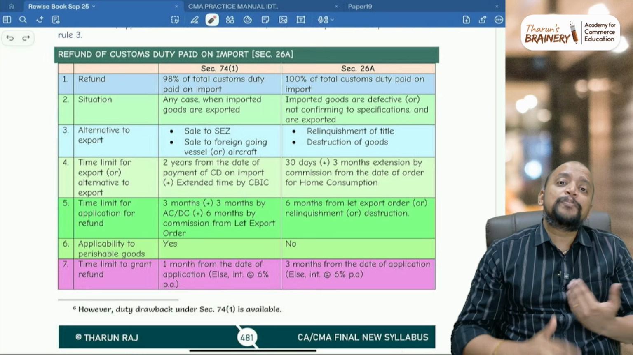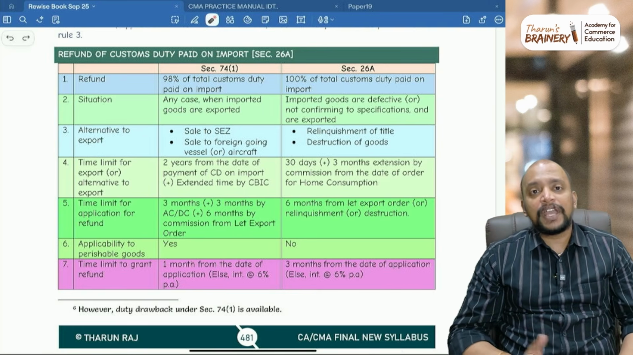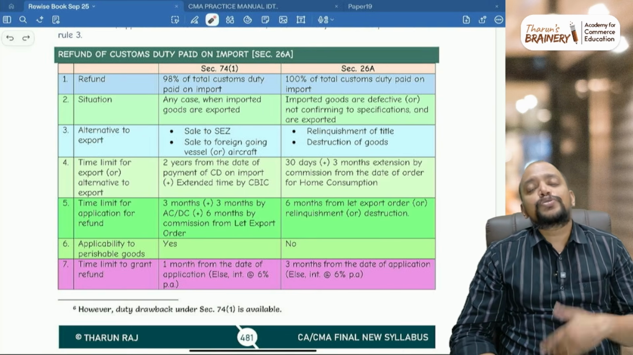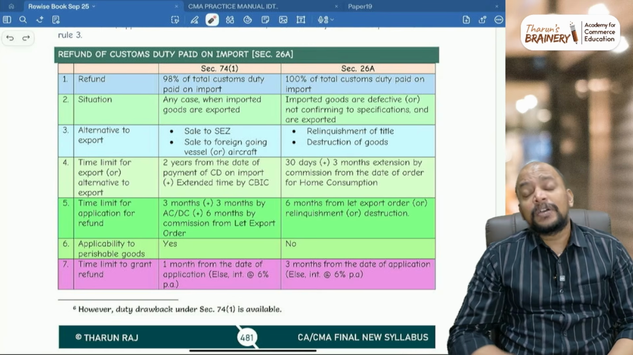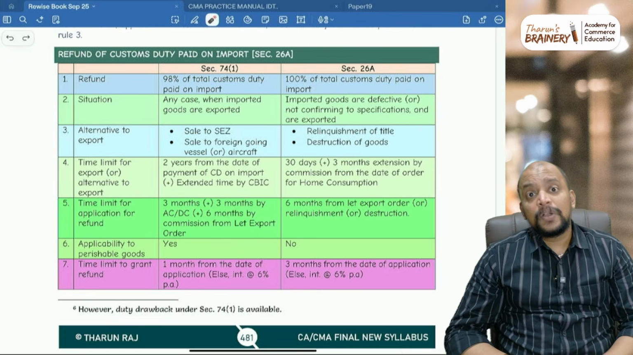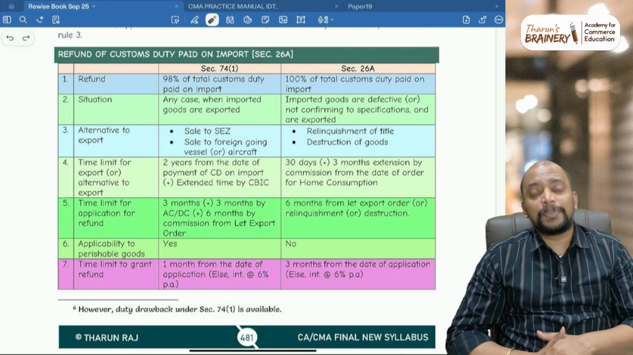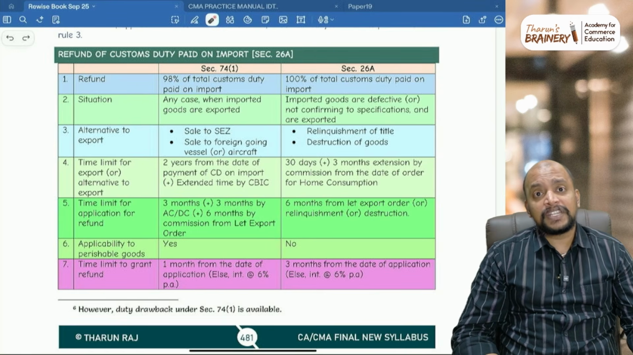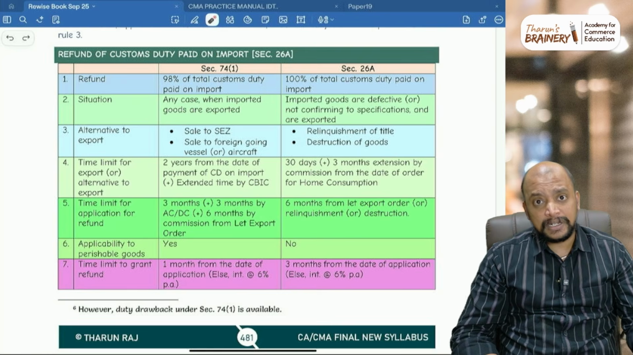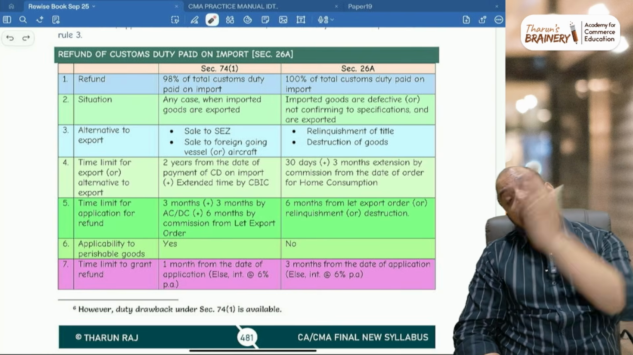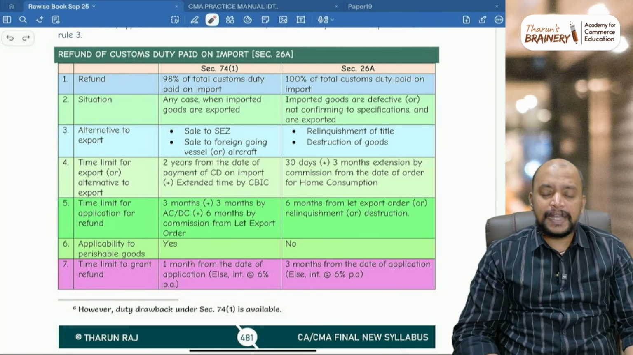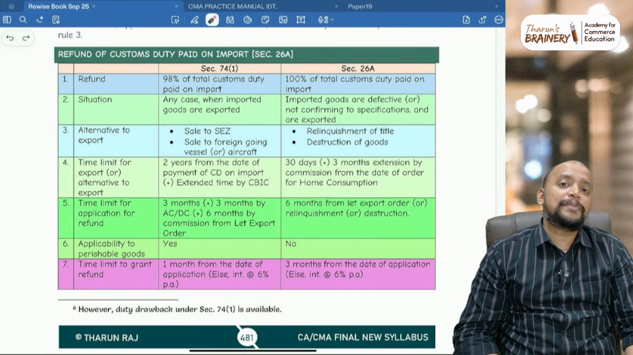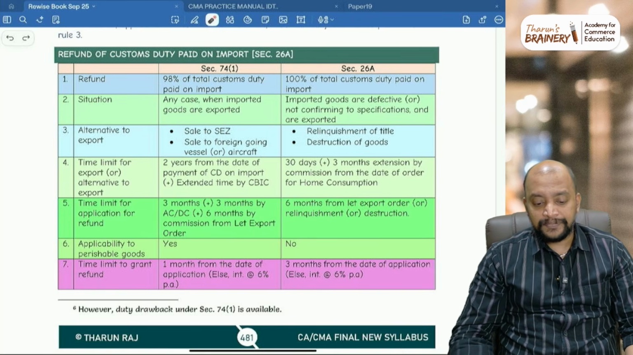And once you have completed it under 74, either you exported it, or you sold it to a foreign-going vessel or aircraft, or you have sold it to an SEZ, what is the time limit within which you need to make the application? 3 months, plus it can be extended for a further period of 3 months by ACDC, that is Assistant or Deputy Commissioner, and it can be extended for a further period of 6 months by the Commissioner. But all this time limit is from the let export order.